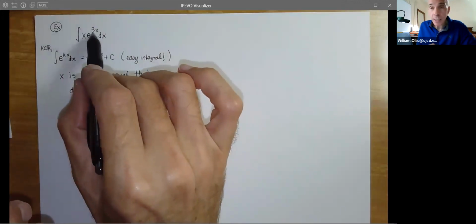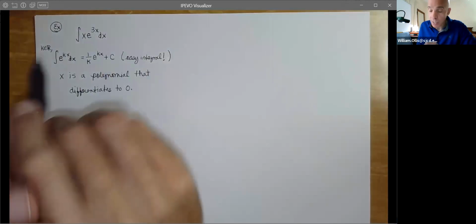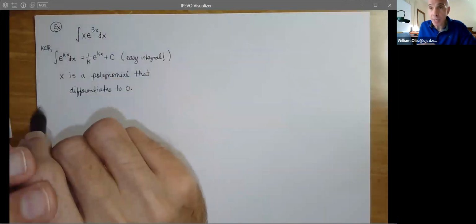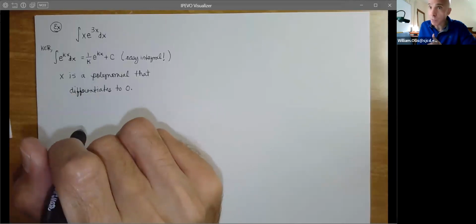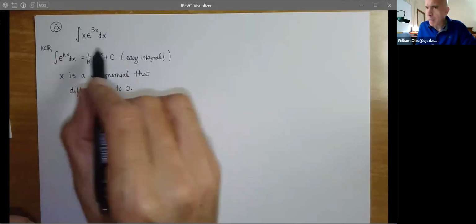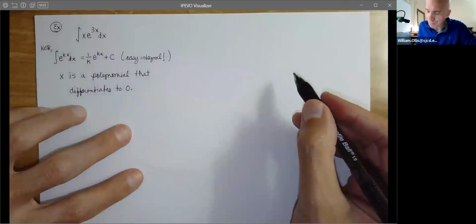You can integrate e to the 3x all day long. You can do that in your head. You just get 1/3 e to the 3x. Then you do it again, you get 1/9 e to the 3x. It's not very difficult. So you're thinking, there might be a way I could do this integral quicker. So I'm going to do it two ways.